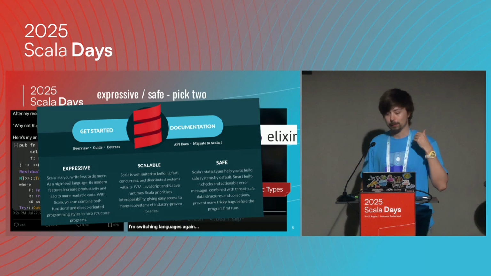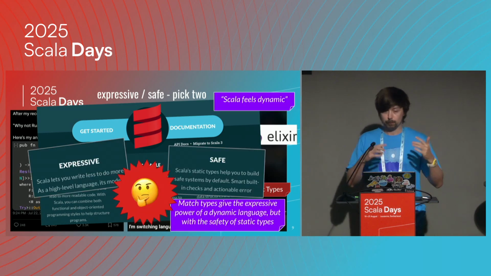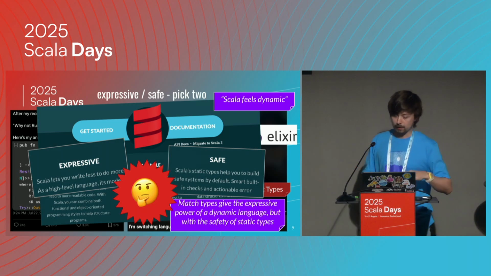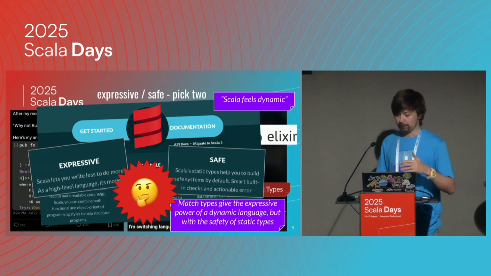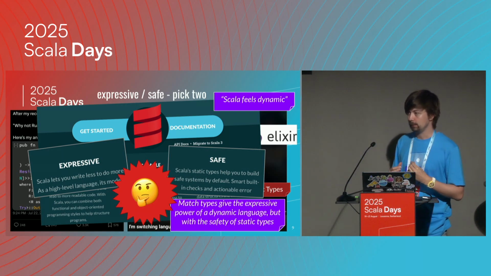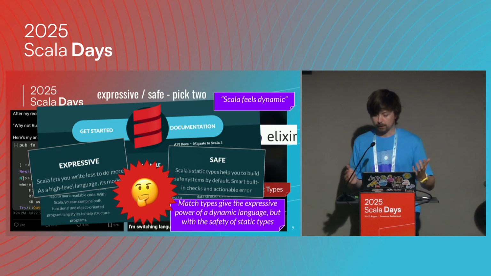But of course, we're at the Scala conference. And isn't Scala supposed to be both expressive and safe? And if you read the Scala book, it says Scala has a dynamic feel. So the idea that I'm trying to put forward is that match types are going to give you the expressive power of a dynamic language, but with the safety of static types.